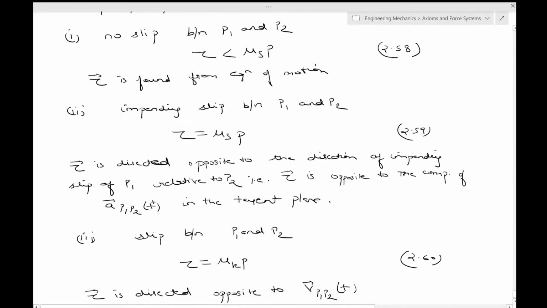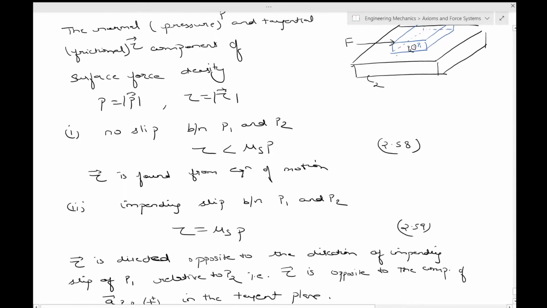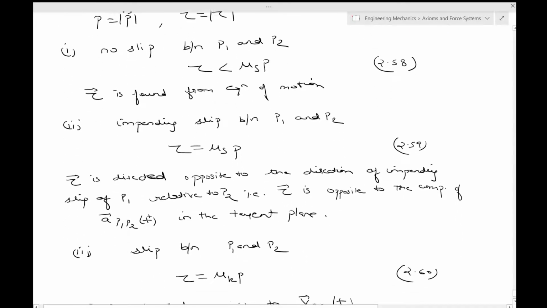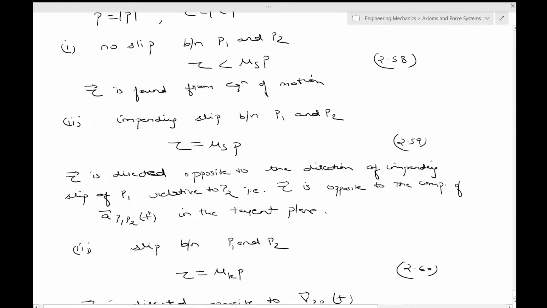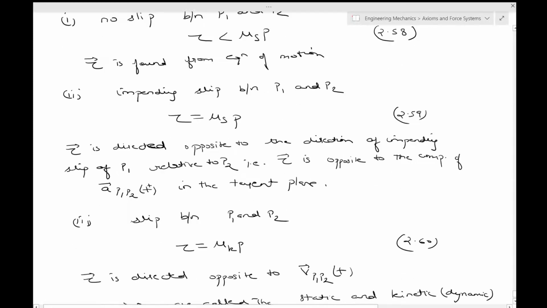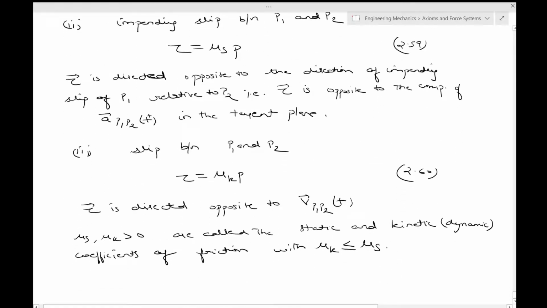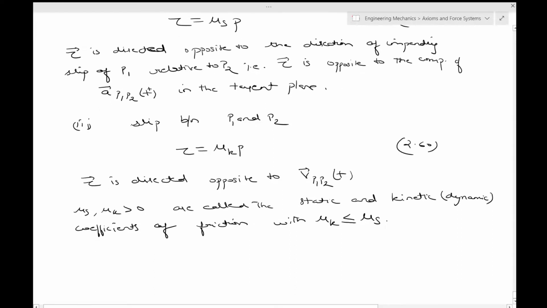This mu k smaller than equal to mu s is there because of 2.59 and 2.60 and the experiments. So tau will be smaller in 2.60 compared to 2.59 only when mu k is smaller than equal to mu s. Okay, so in the limiting case it will be the same as mu s, but in general it is smaller.